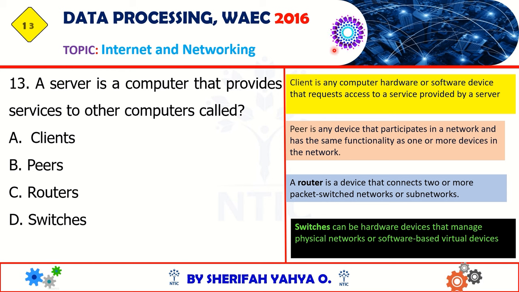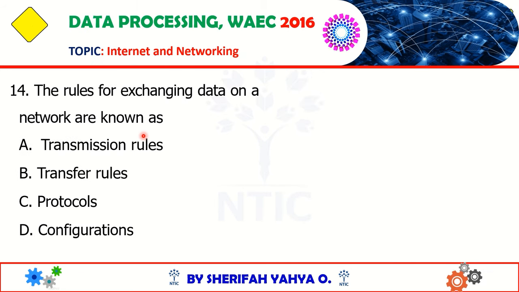When we see the client computers, they request service from a server, and the question says, a server is a computer that provides service to the computers called what? Client computer. Number 14, the rules for exchanging data on the network are known as what?